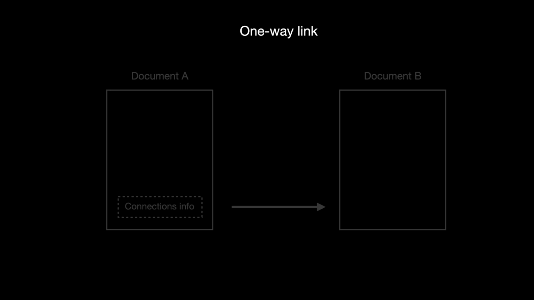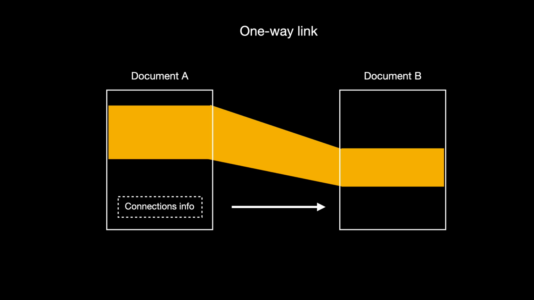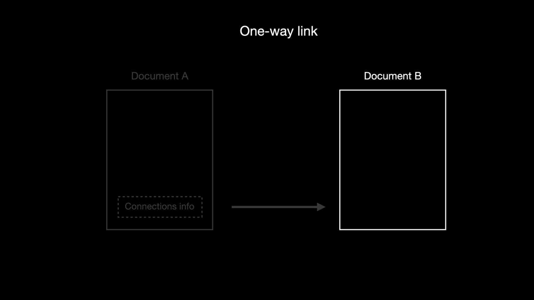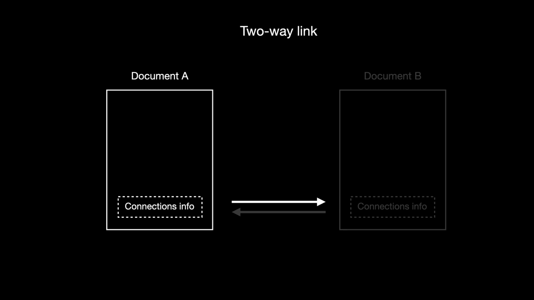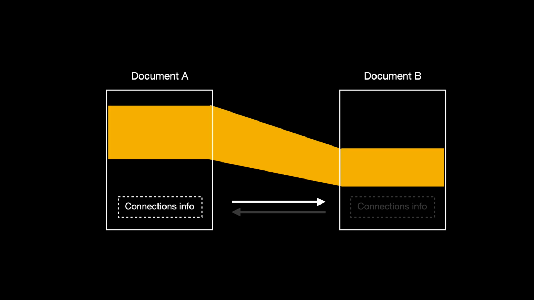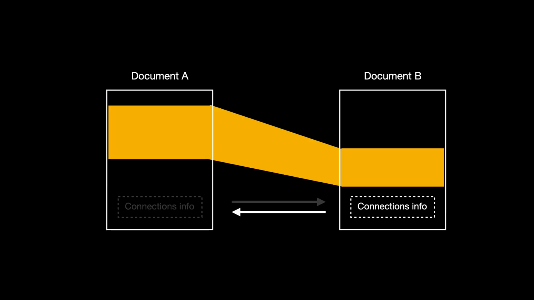What matters is which document contains the connection information. A one-way link works like this. If you open document A first, you can follow the link to document B and see the visible connection between them. But if you start with document B, you cannot get to document A, and you will not see the connection. With a two-way link, you can start with either document. If you begin with document A, you can open document B and see the connection. If you begin with document B, you can open document A and see the same connection there as well.